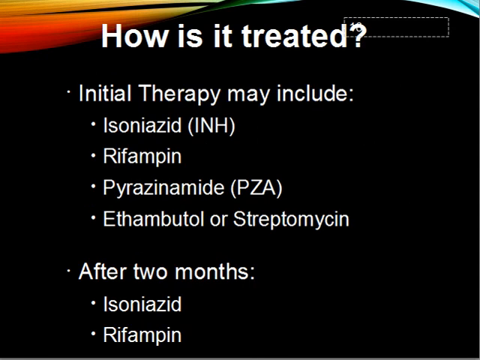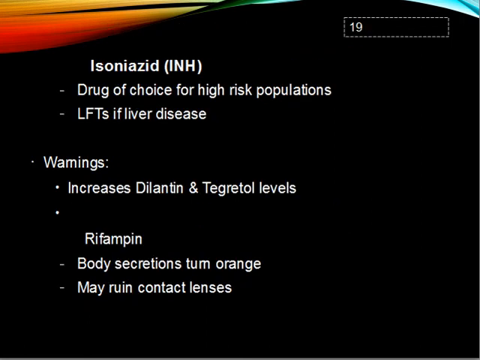How is it treated? Well, initial therapy may include INH, rifampin, PZA, ethambutol, or streptomycin. After 2 months, you're going to be on INH and rifampin. INH is a drug of choice for high-risk populations. Check LFTs if the patient has liver disease or is an alcoholic. Warning: it increases Dilantin and Tegretol levels. And rifampin can cause the body secretions to turn orange and may ruin contact lenses.